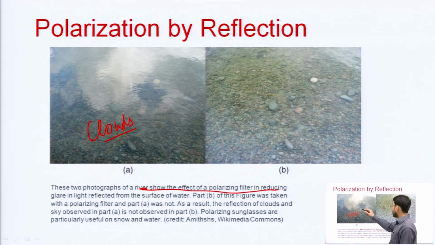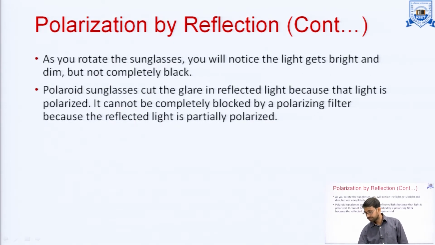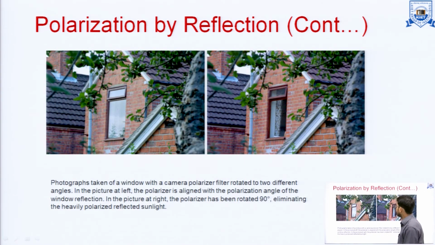So, part A is without polarizing filter and part B is with polarizing filter. Similarly, over here, look, this image is taken without using a polarizing filter. So, there is reflection from this glass. So, we cannot see anything that is inside, we only see the reflection, but this image is taken using a polarizing filter. You can see all the reflection, all the glare of light is removed using this polarizing filter.